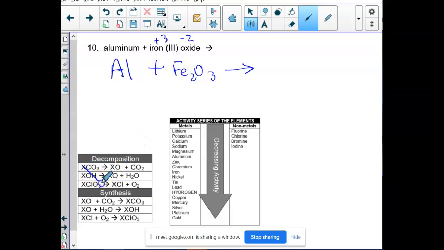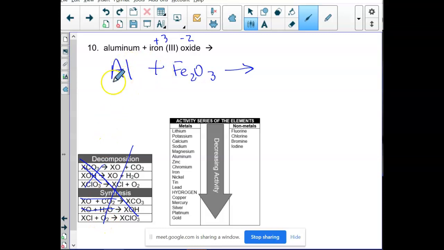It can't be a decomp because I have 2 things before my arrow. It could be one of these 2, right? Because remember, it doesn't matter what order I add things. I do have an XO here. FeO is an XO, but I don't have a CO2 and I don't have a water, so it ends up not being a synthesis. So nothing for that chart.